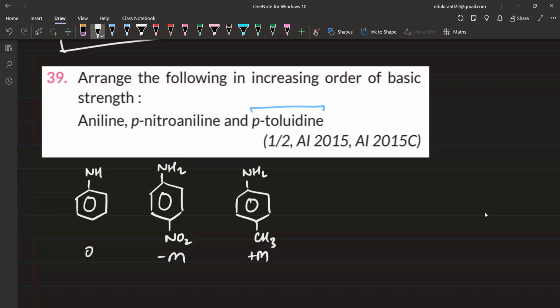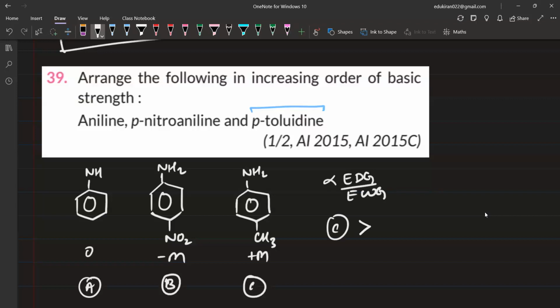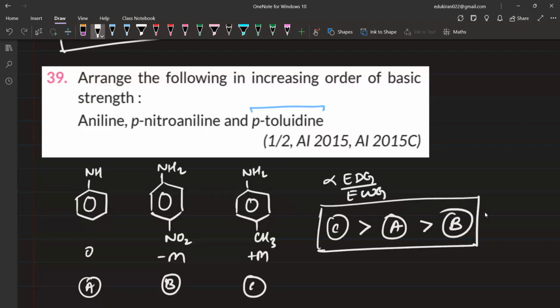Okay? So if I write A, B and C, we know that basic strength is directly proportional to electron donating group and inversely proportional to electron withdrawing group. That is why the most basic is going to be C, which has an electron donating group, followed by A, which has none of these, followed by B, which has an electron withdrawing group. So this will be the order of basic strength. Yes, correct.